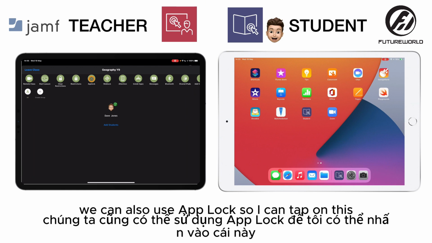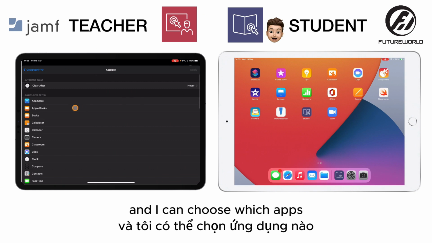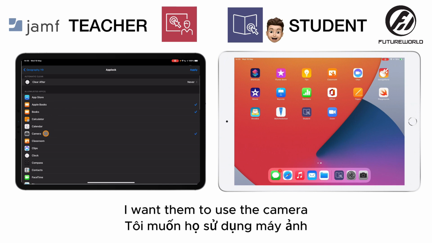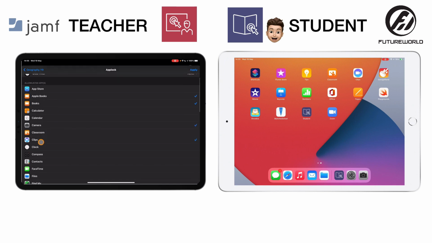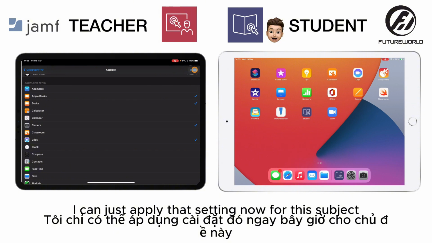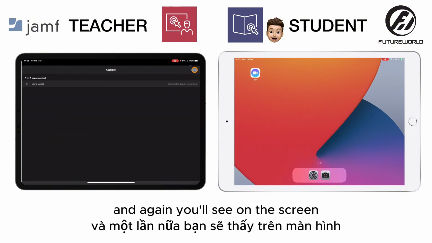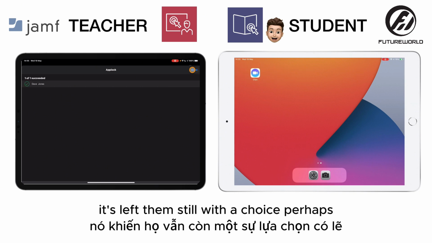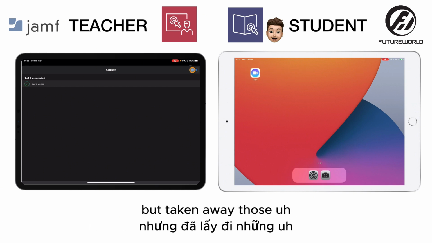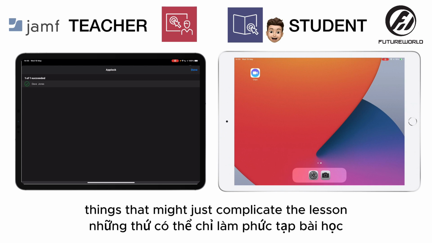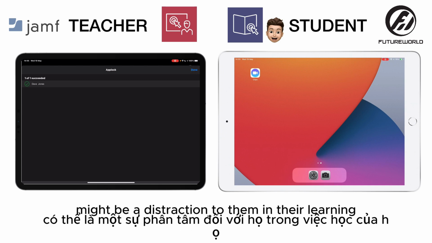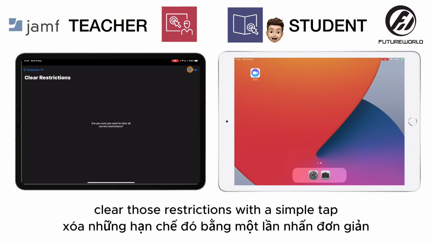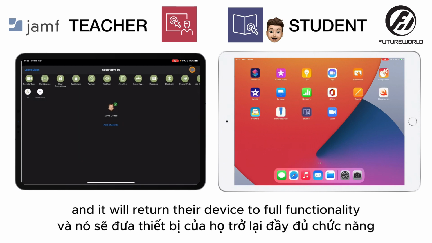We can also use App Lock. So I can tap on this, and I can choose which apps I want the students to be able to use. So let's say I want them to use the books, I want them to use the camera, I want them to use clips. I can just apply that setting now for this subject. And again, you'll see on the screen, it's just taken away all of those applications that I didn't want the students to use. It's left them still with a choice perhaps, but taken away those things that might just complicate the lesson, might be a distraction to them in their learning. Again, I have to tap Done. And again, clear those restrictions with a simple tap and it will return their device to full functionality.